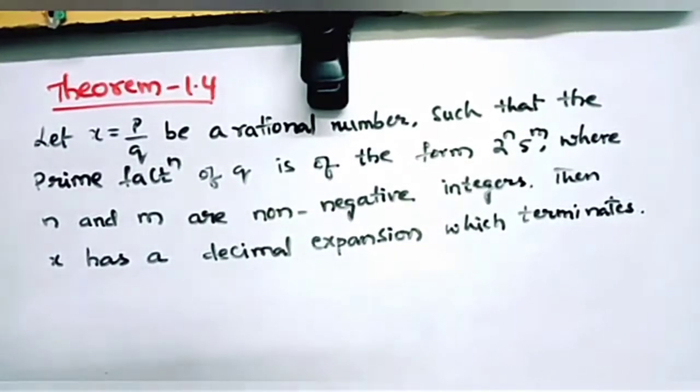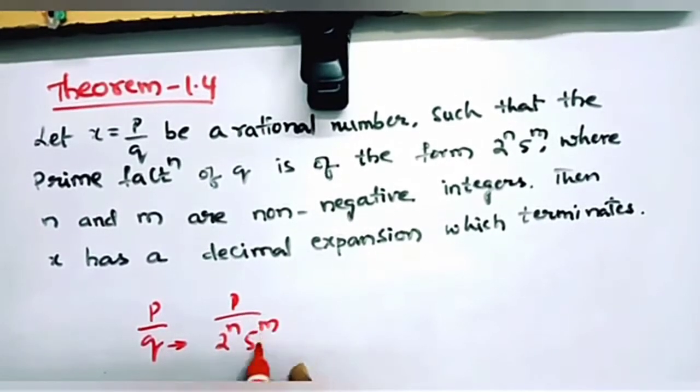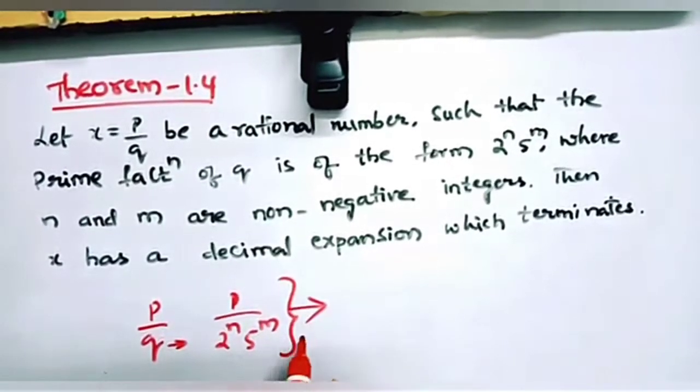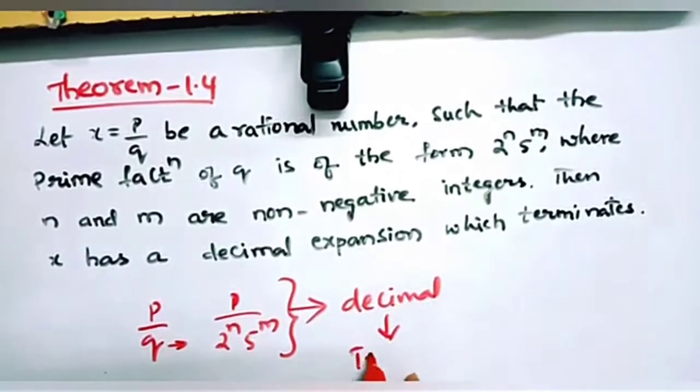Next, theorem 1.4. Let x equal p by q be a rational number such that the prime factorization of q is of the form 2 power n and 5 power m, where n and m are non-negative integers. Then x has a decimal expansion which terminates. For example, if I take the rational number p by q with the denominator in the form of 2 power n and 5 to the power of m, then this rational number has a decimal expansion which terminates.